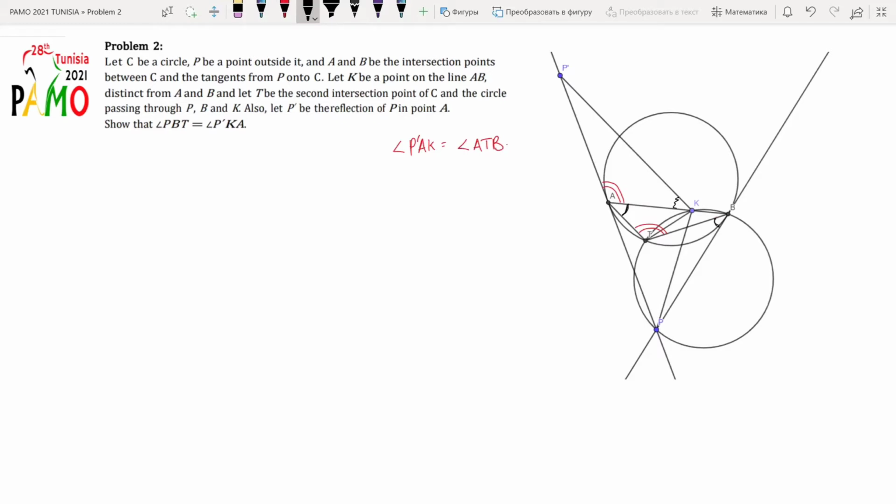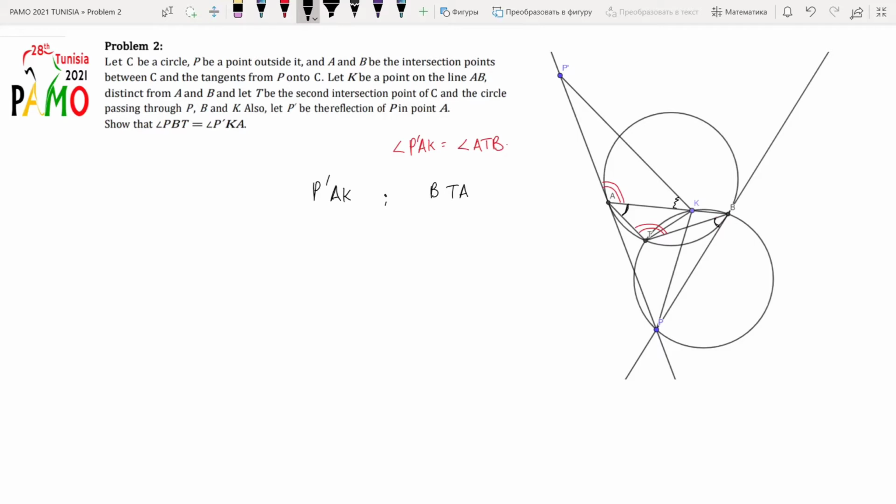Rather, I noticed that in these two triangles we have now, P prime AK and ATB, if this angle is to be equal to this angle here, it would imply that the two triangles are similar. Why? Because we already have two angles matching up. AA, when two angles are equal, it implies that the third pair of angles have to be equal because the sum of angles in a triangle is constant, 180 degrees.